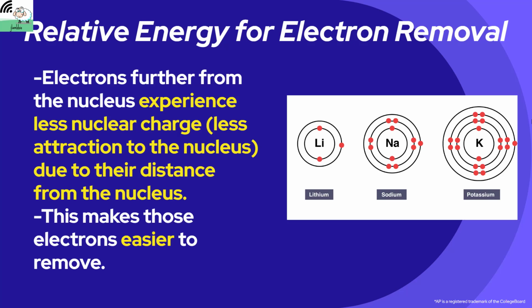As potassium's outermost energy level is further away from the nucleus, the inner electrons also shield the outermost electron from being attracted to the nucleus. Again, long story short, it just makes the electrons easier to remove from potassium than it is from sodium and lithium, due to the fact that their electrons are at a higher energy level and therefore are further away from the nucleus. It has to do with distance.